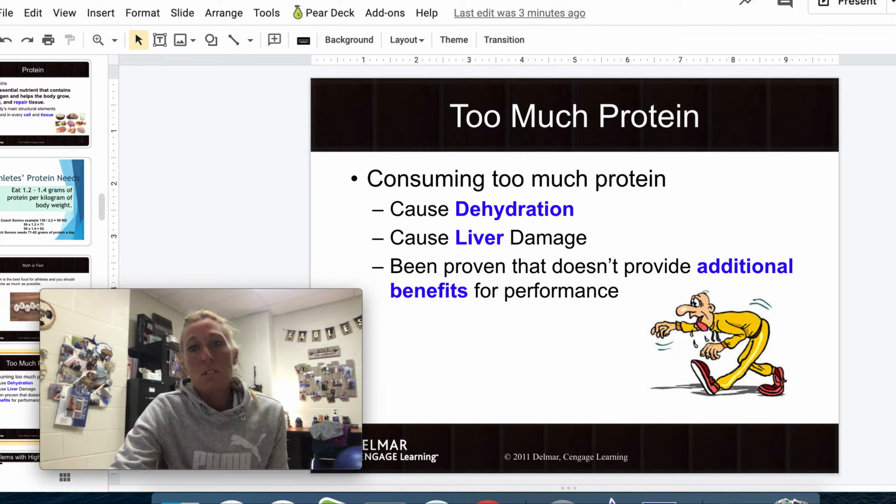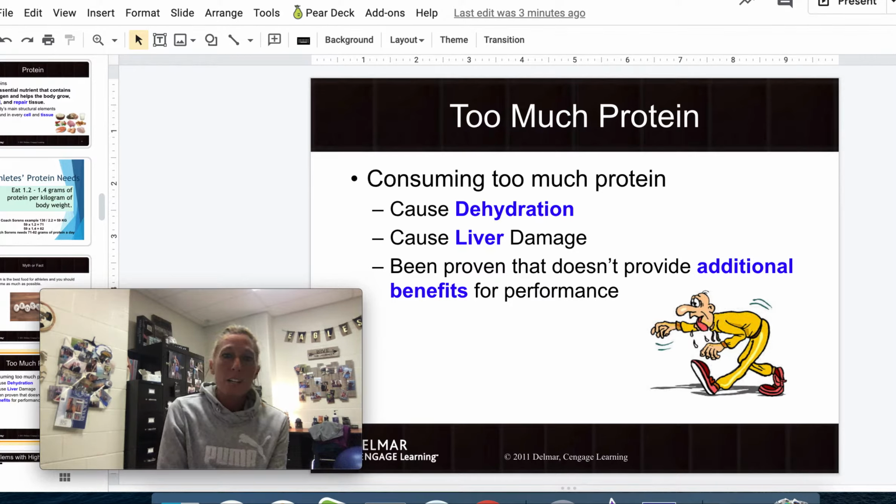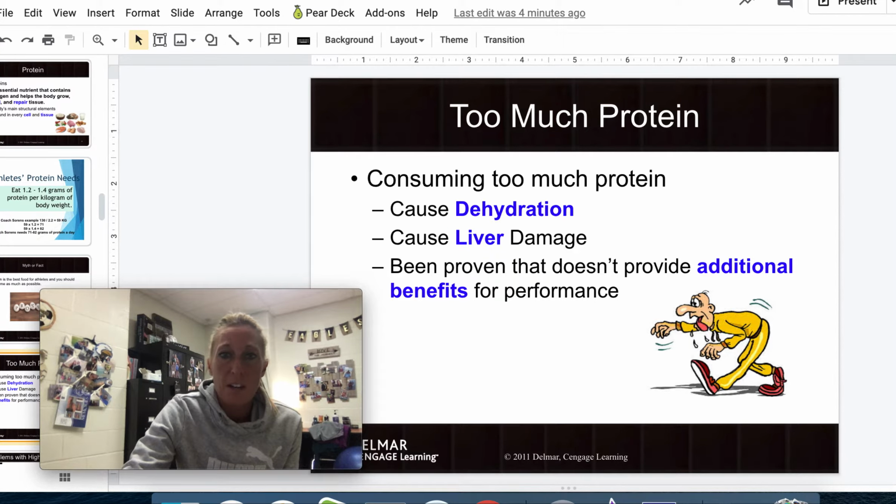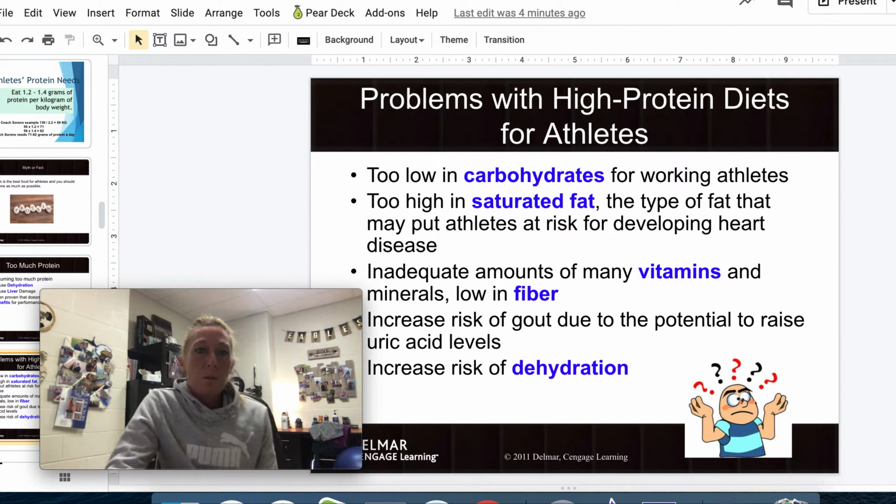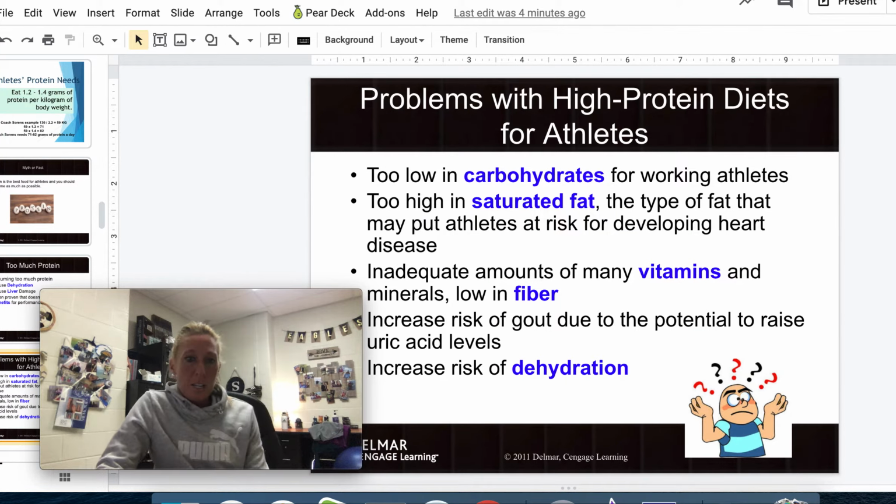Too much protein. Consuming too high or too much protein can cause dehydration and can cause liver damage. It's been proven that it also doesn't provide any additional benefits to performance if you're consuming more than what you need of protein in your diet. Problems can happen with too much protein in your diet.